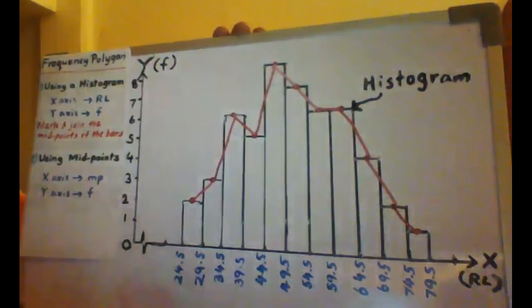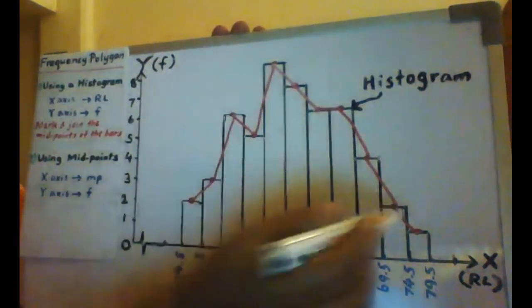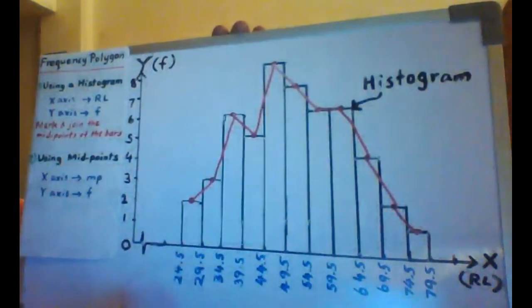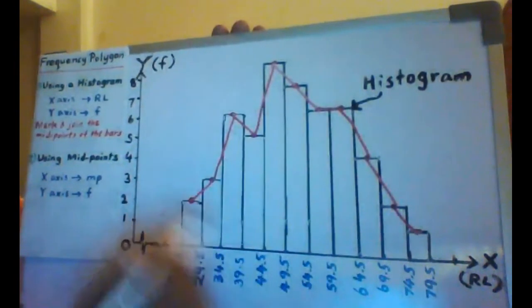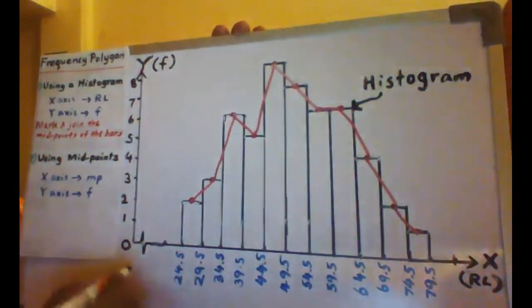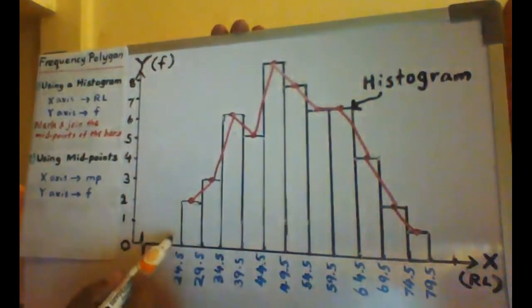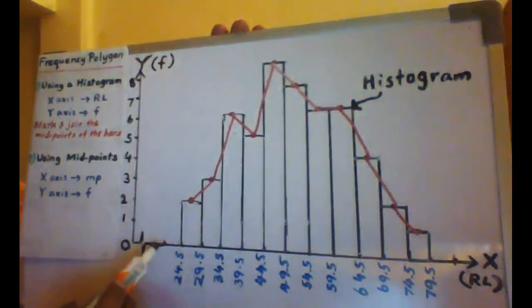But there's one important thing in a frequency polygon. This red graph is the polygon. The polygon should touch the x-axis. The polygon should touch the x-axis. Now here we'll take this one. This is our extra class. Before the lowest value, we have to have another class, an extra class.